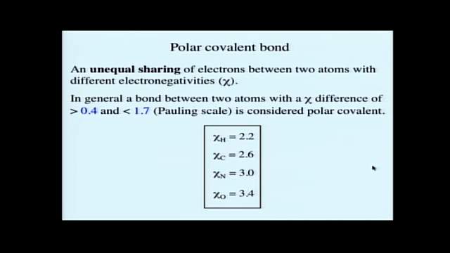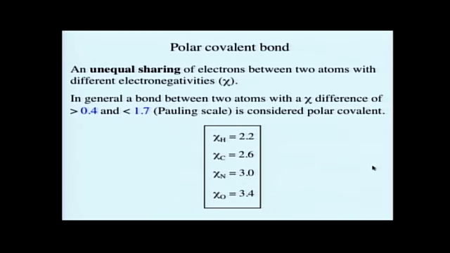But in general, and especially in thinking about problems for this course, what we're going to say is if you have an electronegativity or chi difference between the two atoms that is greater than 0.4 and less than 1.7, and we're talking about the Pauling electronegativity scale here, which is what's used throughout your book, if you have a difference in electronegativity anywhere in that range, we'll have what we call a polar covalent bond between those two atoms.